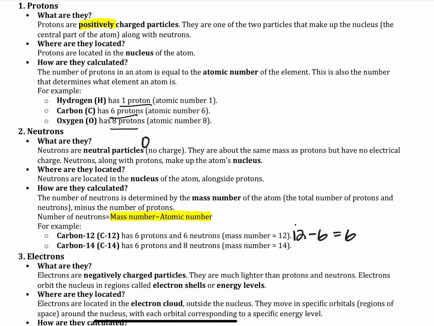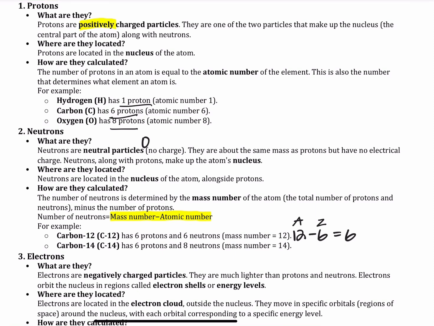12 is the mass number, and the atomic number is 6, right? But I'm going to put Z because atomic number is known usually as Z. And I'm actually going to put mass number as A because usually mass number is denoted as A. And we have here carbon with a mass number 14.